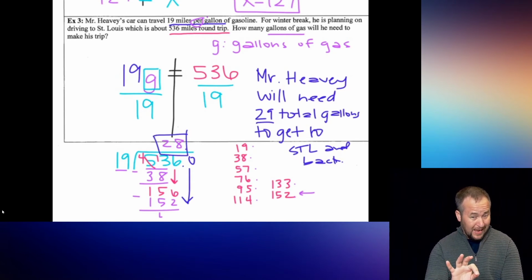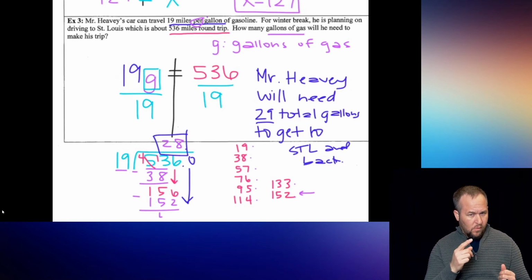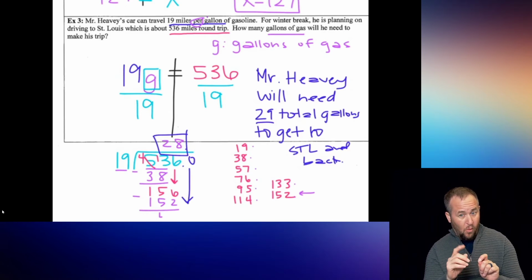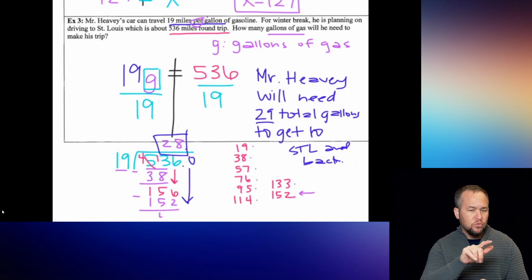If you did say 28, you would need to continue out and solve for that decimal. But if you just go ahead and round it up to 29, we know that he'll for sure get to St. Louis and back and also have a little bit remainder. All right, let's look at the back.